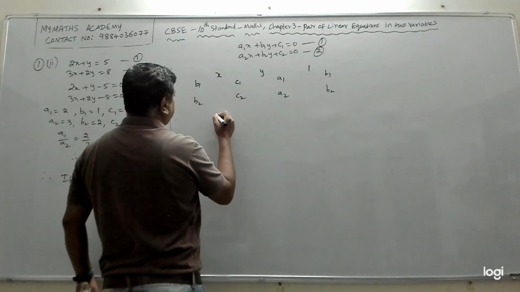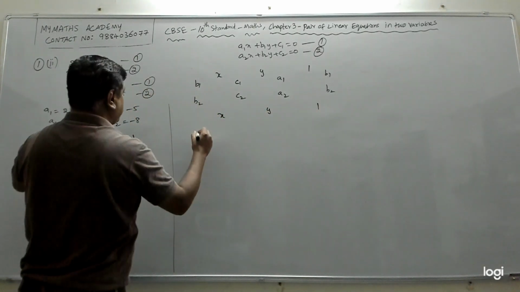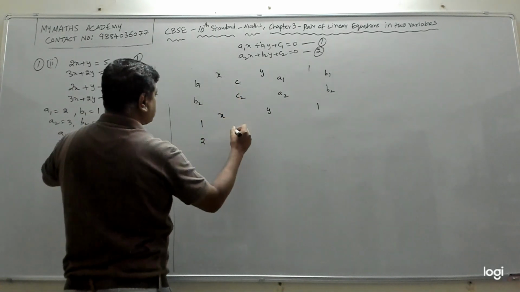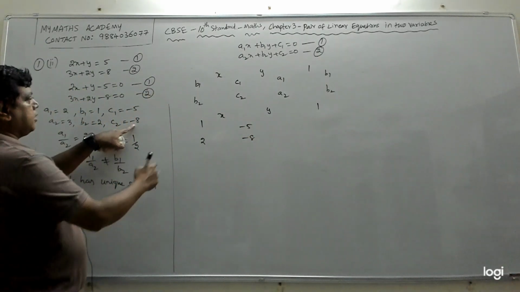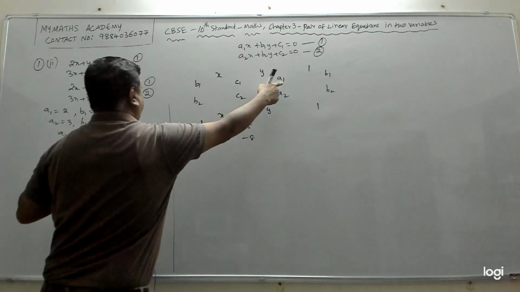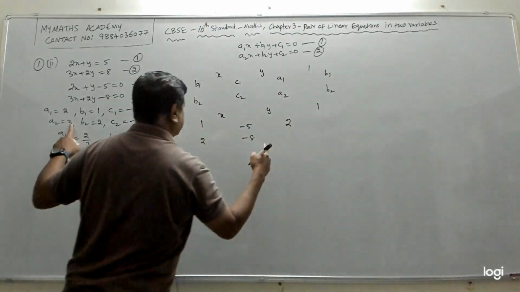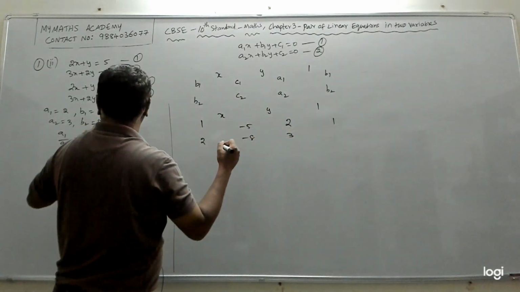Now let's substitute. x, y, 1. What is b1? b1 is 1. b2 is 2. Then c1 is minus 5. c2 is minus 8. Then a1 is 2. a2 is 3. Then b1 is 1 and b2 is 2.